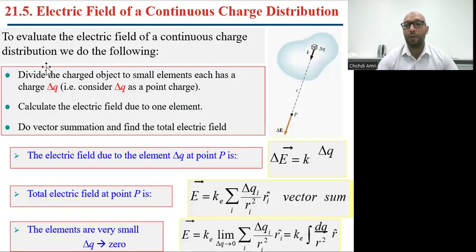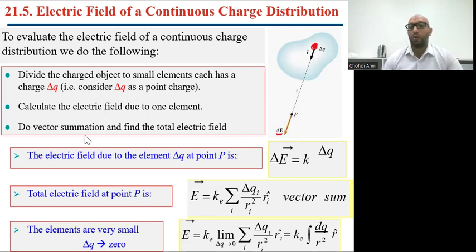To evaluate the electric field of a continuous charge distribution, we can do the following. Divide the charged object into small elements of charge. Each has a charge delta Q. We consider delta Q as a point charge. For example, in this figure, we have this shape, and we assume that this shape is charged. We will take a portion of this shape, and this portion of charge is called element charge delta Q, which produces a delta E.